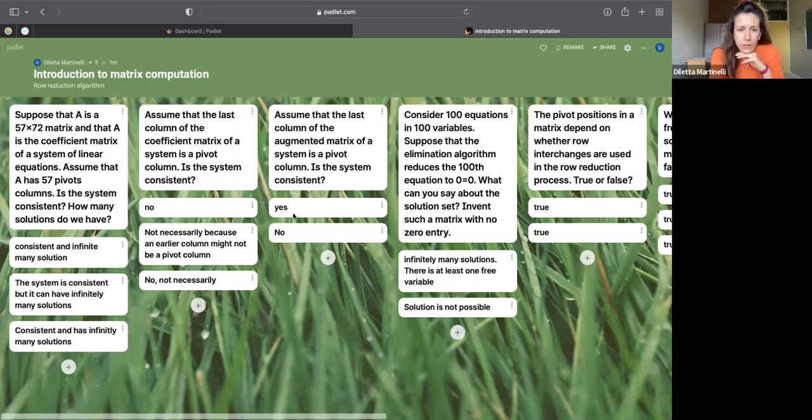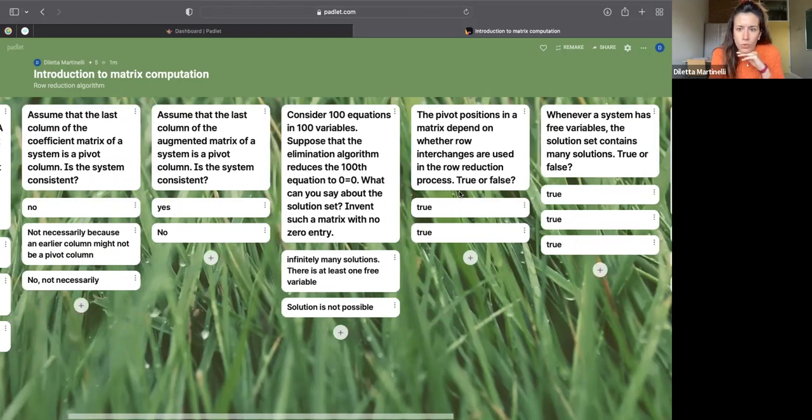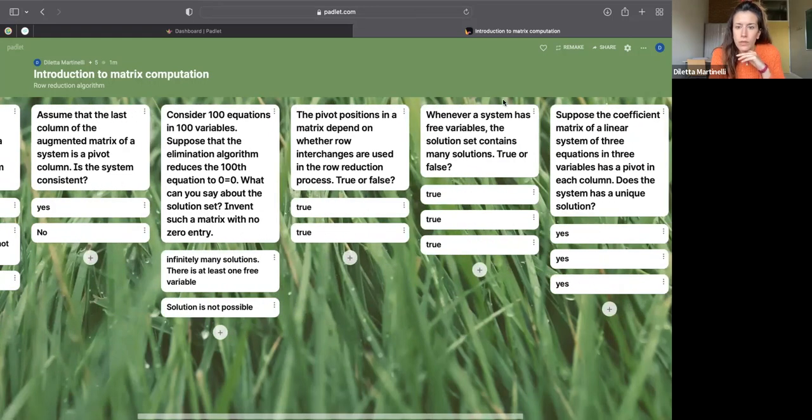And I think this also connects to this question here. Whenever a system has free variables, the solution set contains many solutions, true or false. True, exactly for what I just discussed.